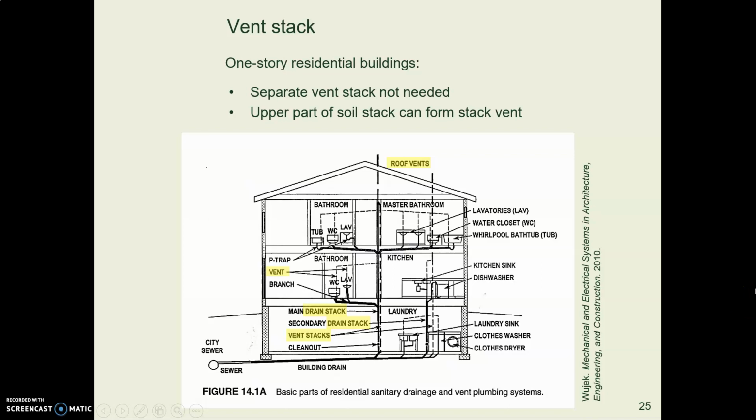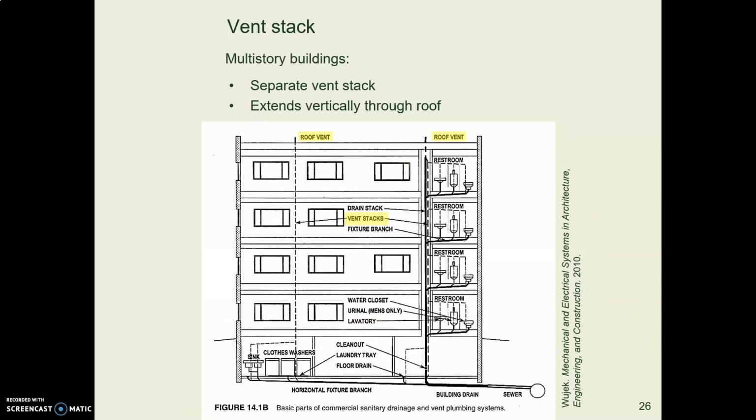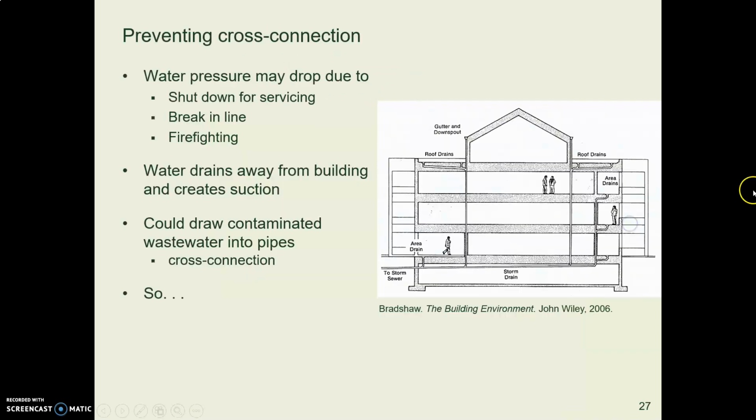In a house, if you have a one-story house, you can use the soil stack, the vertical stack that carries the waste, you can use that also as the vent. But in a more than a one-story building, you're required to have a separate vent. Health regulations, that is from building codes, are strict about preventing cross-contamination. So we pay very close attention to water pressure and to make sure that we don't get any siphoning, any partial vacuum that could draw wastewater back up through the system.